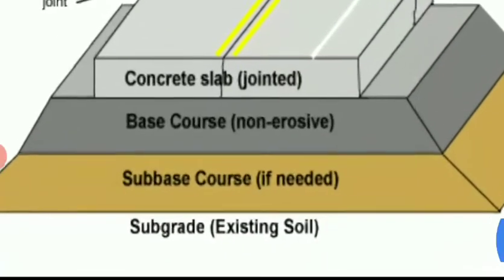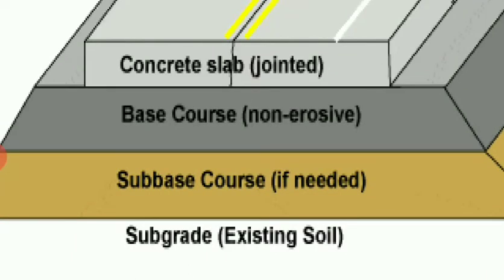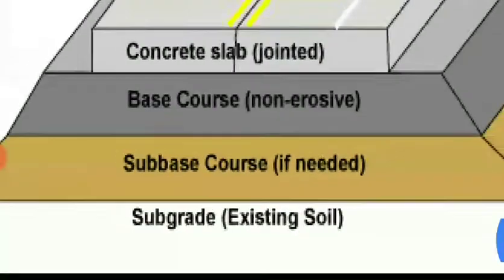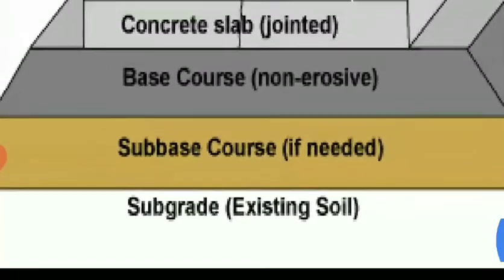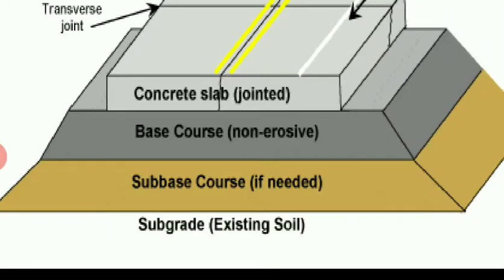At the bottommost layer you can see the subgrade, that is the existing soil. Before starting the upper layers, we need to compact this well so that whatever load is generated from the top layers can be easily borne. On top of this you can see the sub-base course, which is placed only if needed; otherwise we can go directly for the base course, and on top of that the concrete slab will be there.